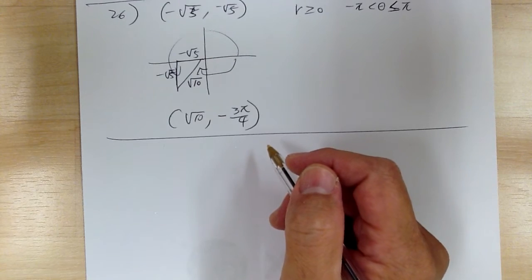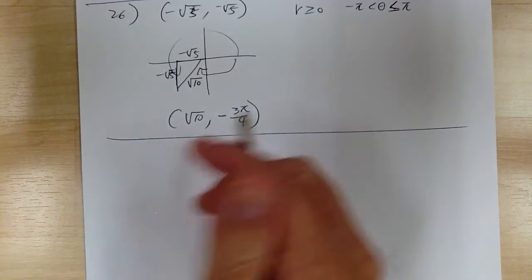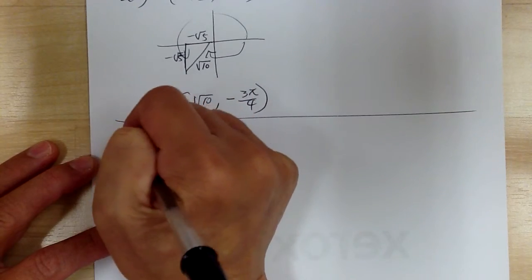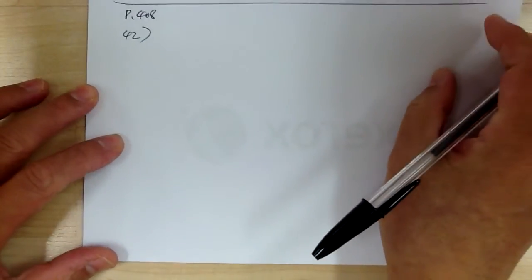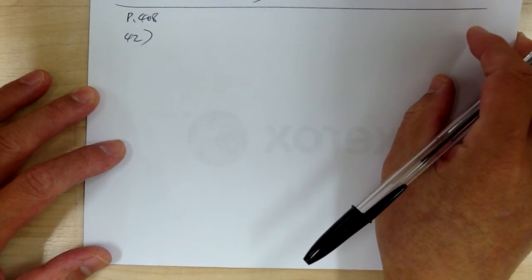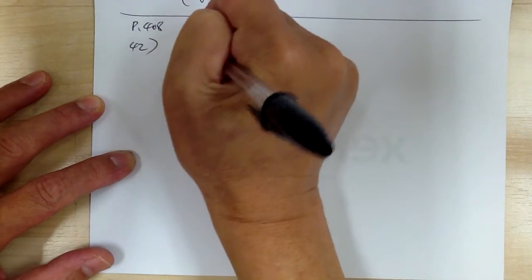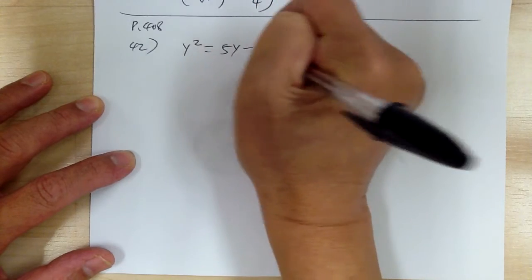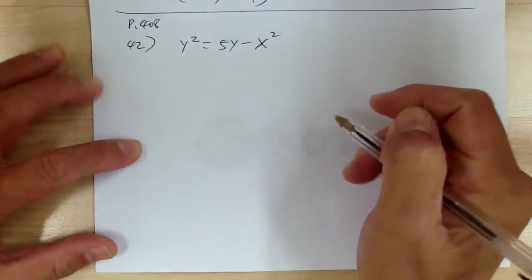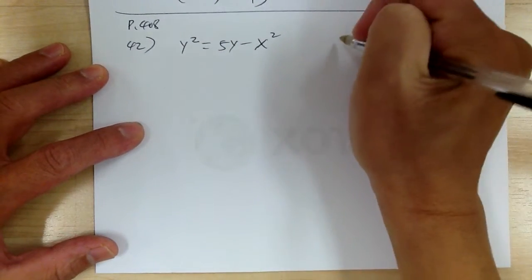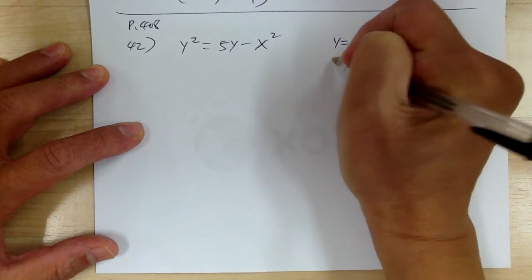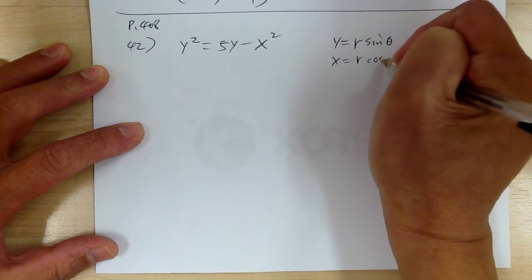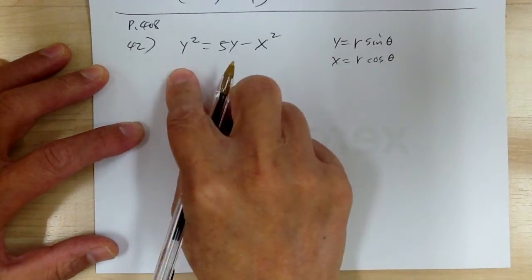Next, let's go to number 42. This one, you want to convert the rectangular form to polar form. So you've got y squared equal to 5y minus x squared. So you need to use the relationship y equal to r sine theta and x equal to r cosine theta. Use this relationship to substitute in here.